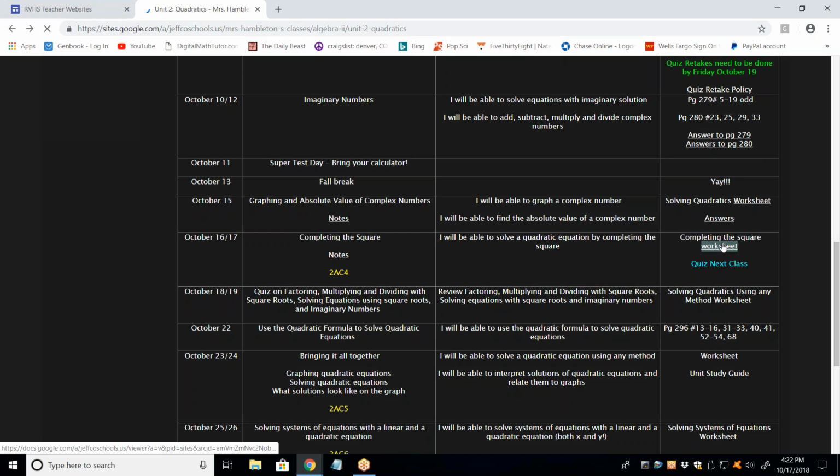Completing the square worksheet was quiz next class. Oh, I can't click on that. Let's do solving quadratics, because a lot of that on there is days that we haven't happened yet. Okay. Basically, the bottom half is click on solving quadratics. Oh, you want the above one? Okay. The October 15th? Okay.